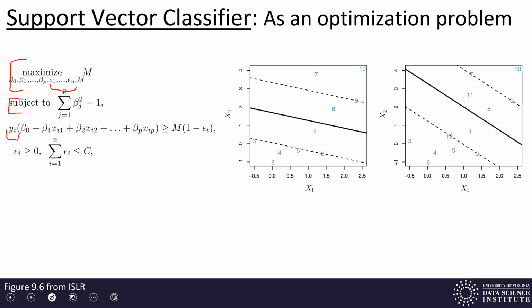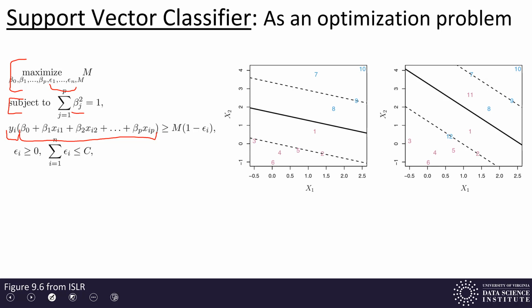This is y_i, plus 1 or minus 1, times the linear function evaluated at the feature variables. And the second part, this linear function evaluated at the feature variables, is the distance to the separating hyperplane, because the beta j's give you that normal vector, and it's a unit normal vector.